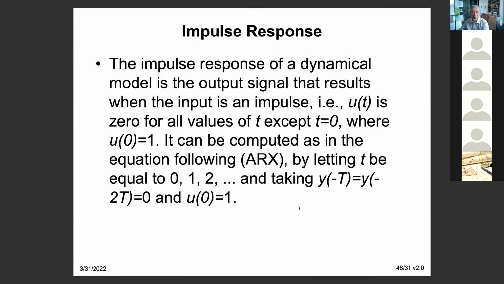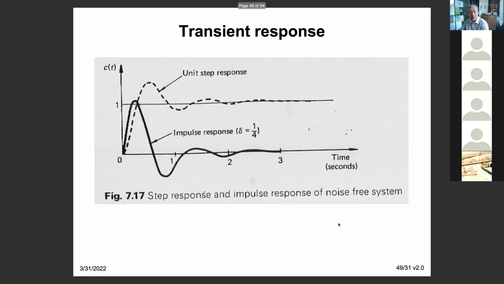For example, this is the impulse response of a dynamical model. It is the output signal that results when the input is an impulse. Impulse signals have a very narrow width, and are zero for all values except at t equal to zero, where u(0) is equal to one. It can be computed from the ARX equation by letting t equal zero, one, two, and so on, taking y(t-1) and y(t-2), and u(0) equal to 1. Then we can plot it.